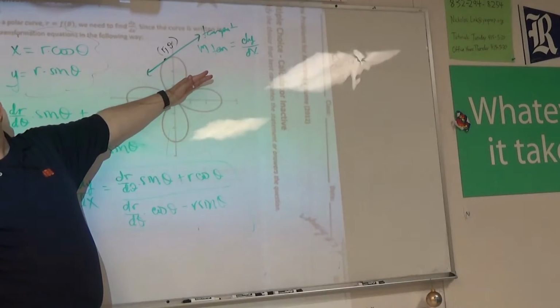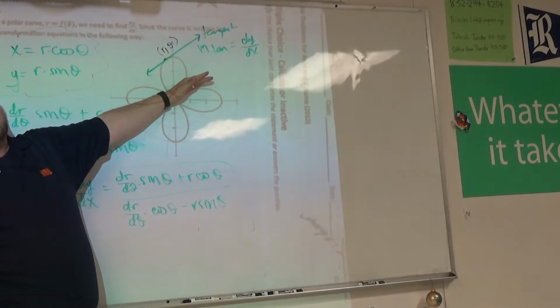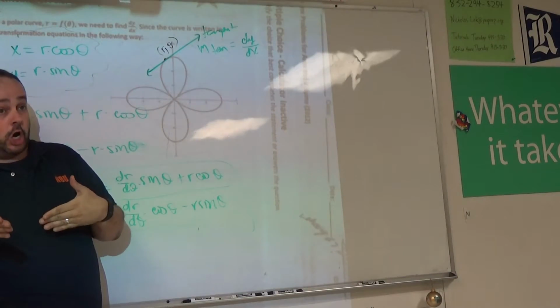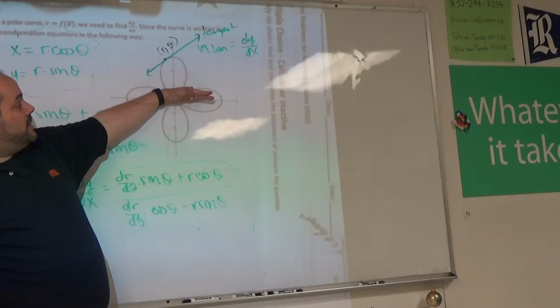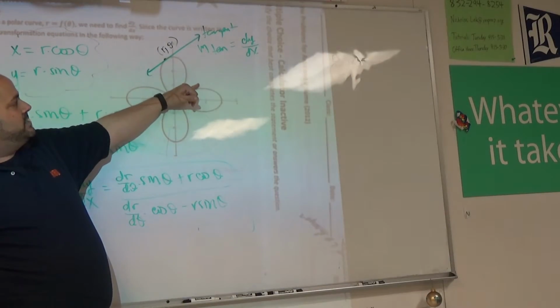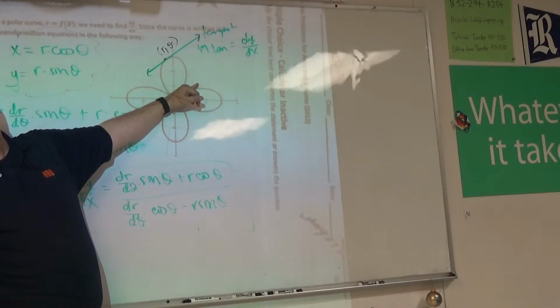Okay. Angle increases. dr d theta is positive. What does that mean about the radius? The radius is getting longer. So what happens to the point? The little point that we're looking at as it's moving, where does the point go?